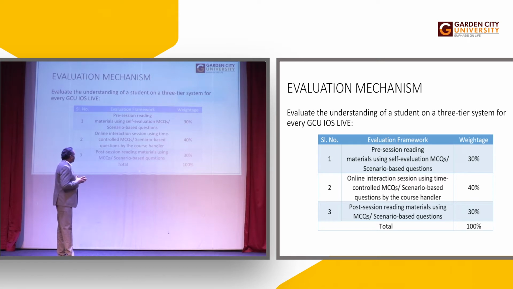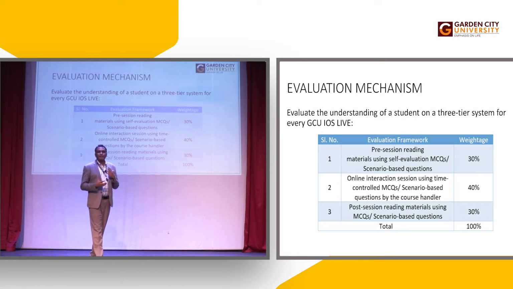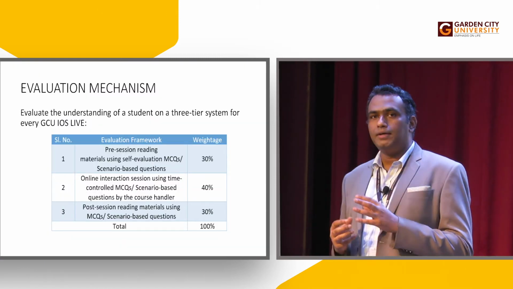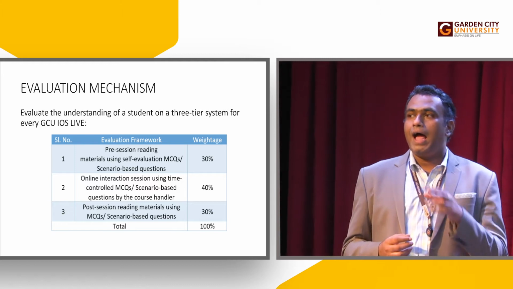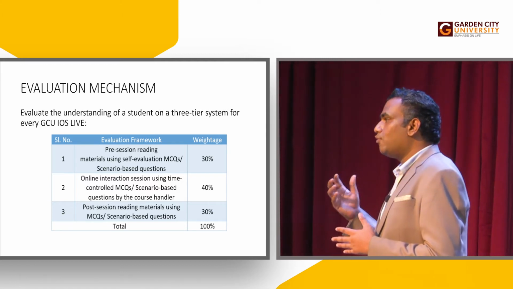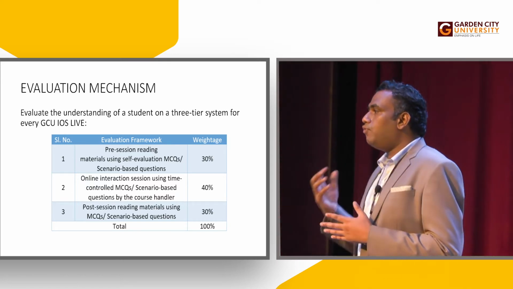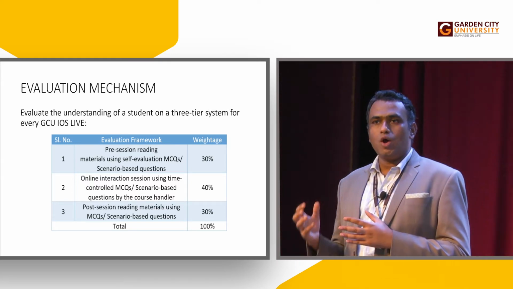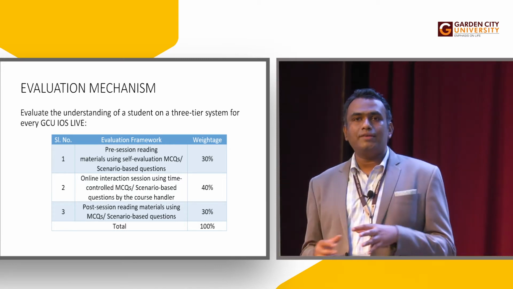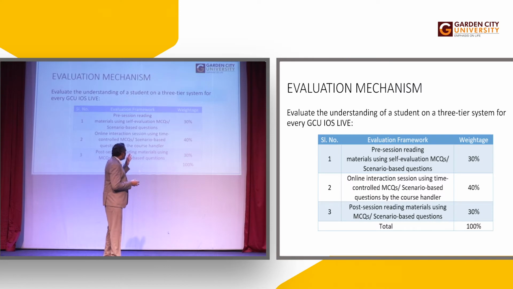Number two parameter is the online interaction session by the course handler. The course handler will discuss the concept which the students have learned during the pre-reading session, and will throw in some examples, followed by a quiz to understand how far the students have understood the concept, using a time-controlled quiz or scenario-based questions. The weightage for the same is given as 40%.